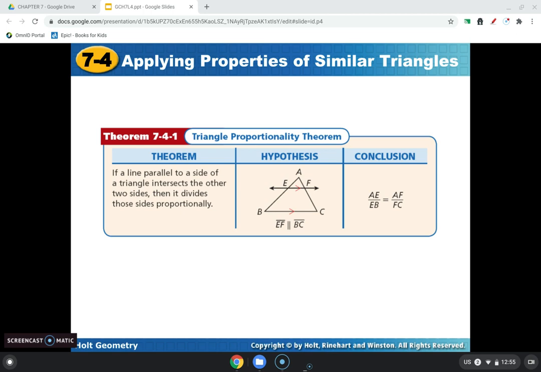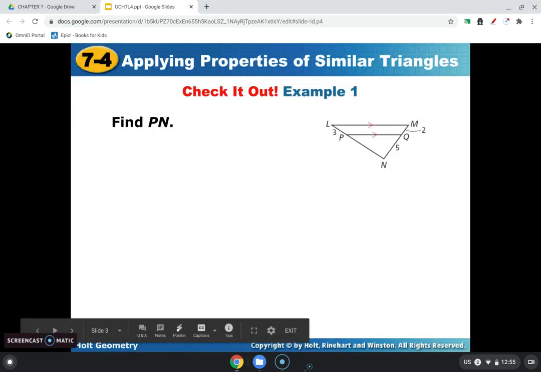Right, this is Geometry 7.4, applying properties of similar triangles. All right, the triangle proportionality theorem states if a line parallel to a side of a triangle intersects the other two sides, then it divides those sides proportionally. So if EF and BC are parallel, you can set up your proportions to work.